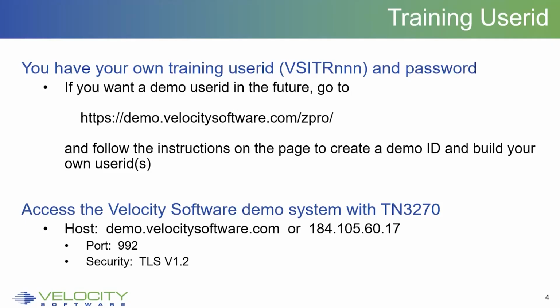Now, the details on accessing our system, where this training user ID is listed, are here. It's also in the emails that were sent out. I understand that some people may have corporate firewall access issues trying to connect to our systems, but we'll talk about that at the end of this presentation.